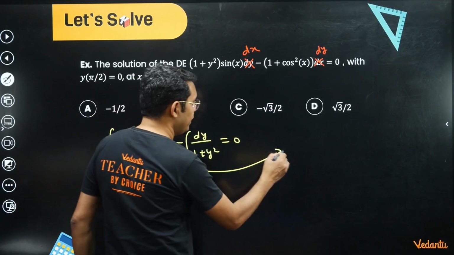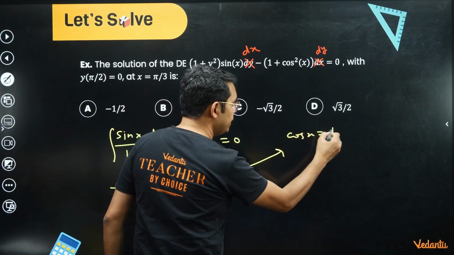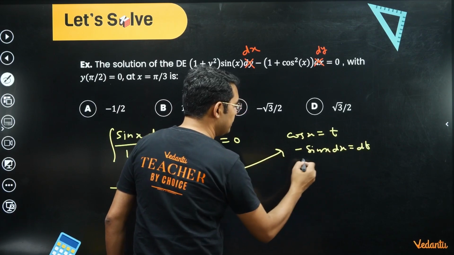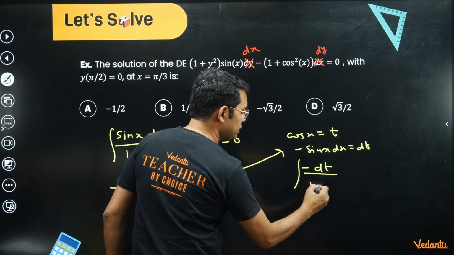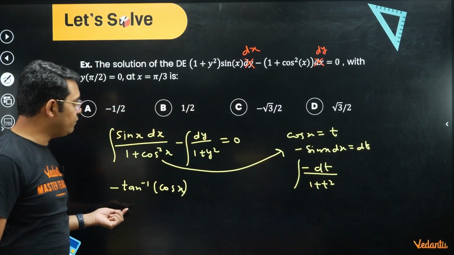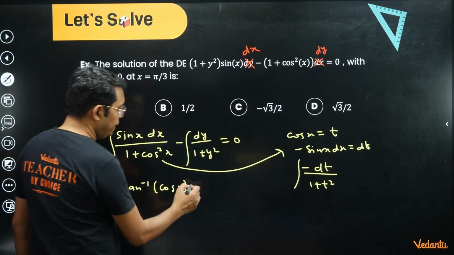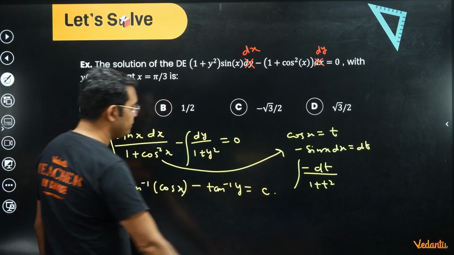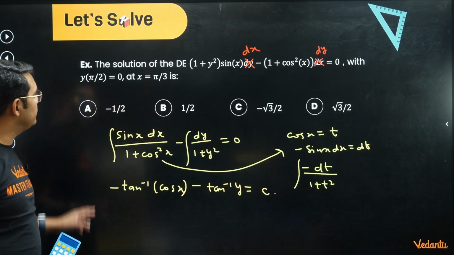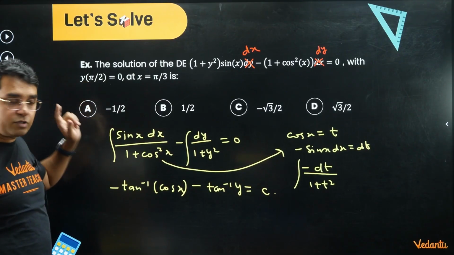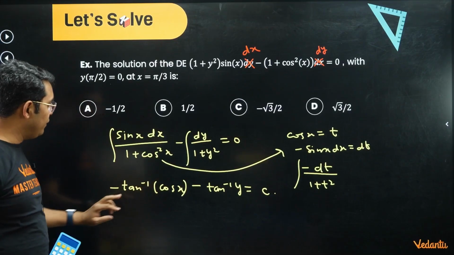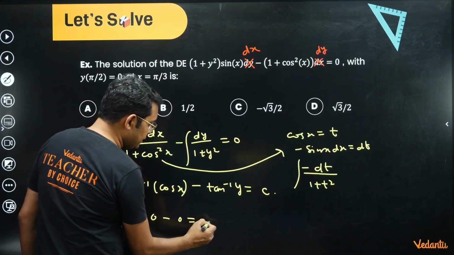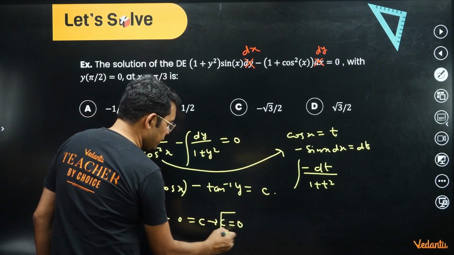For this integration, we will be putting cos x equal to t. So minus sin x dx will be equal to dt. So this becomes minus dt upon 1 plus t square. So this is what I have done here, tan inverse t, so tan inverse cos x. And here it is minus tan inverse y equal to c, or tan inverse c also we write sometimes. So when x is pi by 2, cos x will be 0, tan inverse 0 will be 0, and we are given y also 0, so c is coming out to be 0. So I think a very simple question.